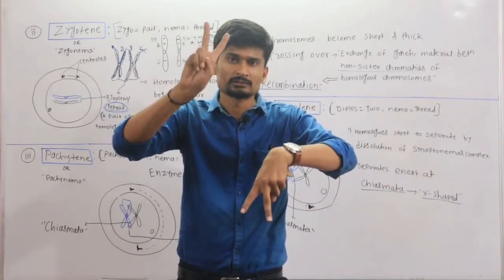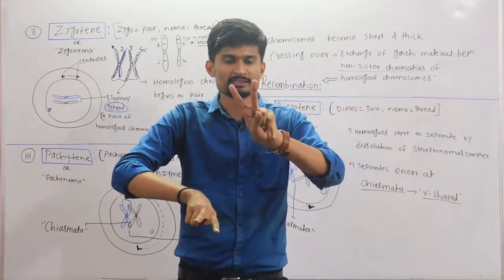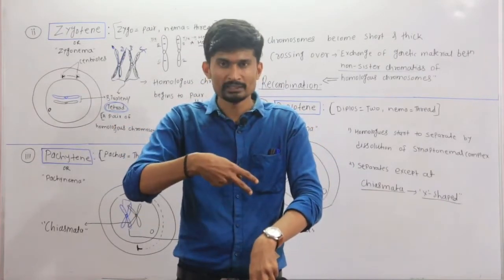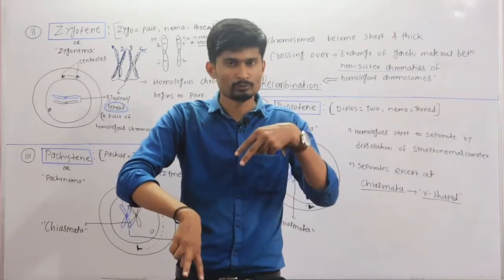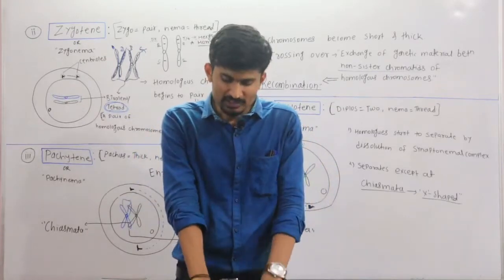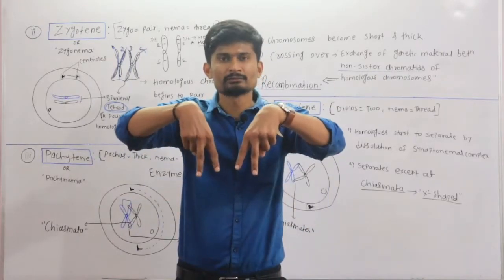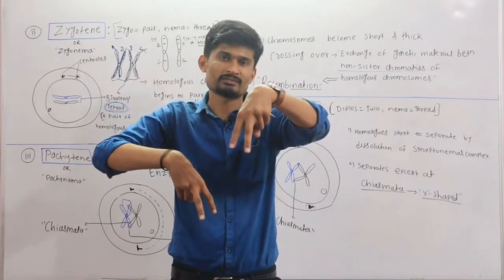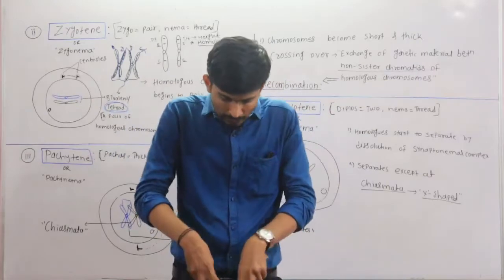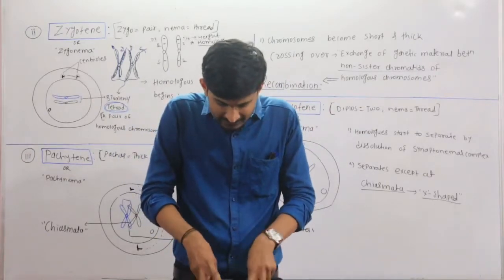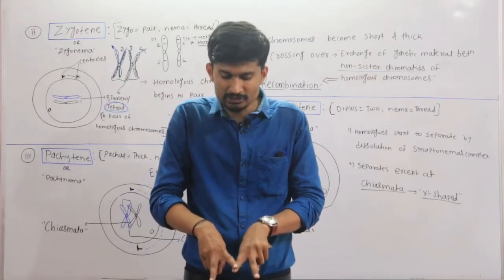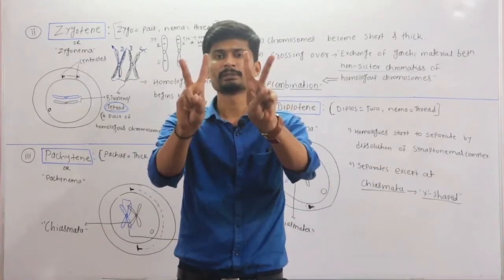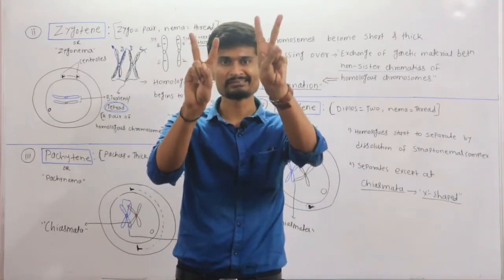Suppose there are two lower chromatids, and the upper chromosome also has two chromatids. This chromosome also has two chromatids. Now these two are sister chromatids, and these two are sister chromatids. So what happens? Crossing over means the exchange of genetic material takes place between the non-sister chromatids, meaning between this chromatid and this chromatid.